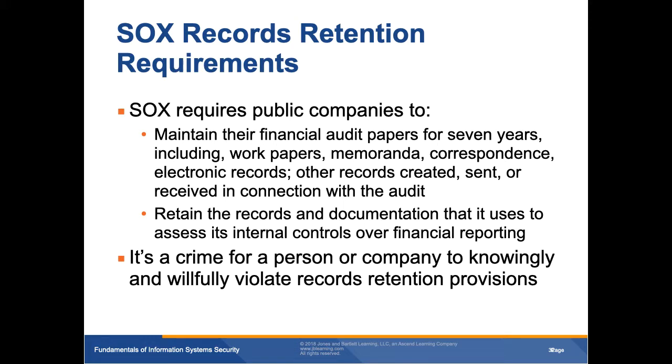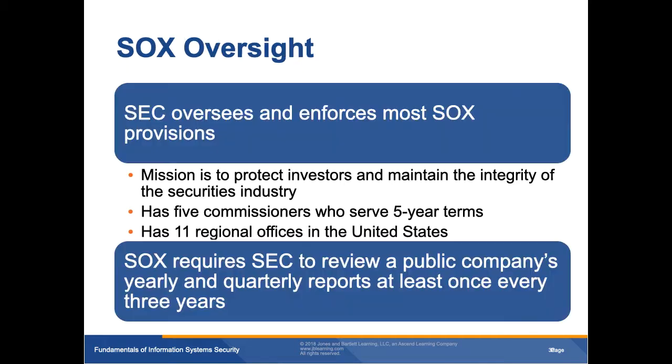SOX requires publicly traded companies to maintain their financial audit papers for 7 years, including work papers, memorandums, correspondence, electronic records, and other records created, sent, or received in connection with the audit, and to retain the records and documentation that it uses to assess its internal controls over financial reporting. It is a crime for a person or company to knowingly and willfully violate records retention provisions. In other words, you can be fined if you don't have your paperwork for over 7 years.